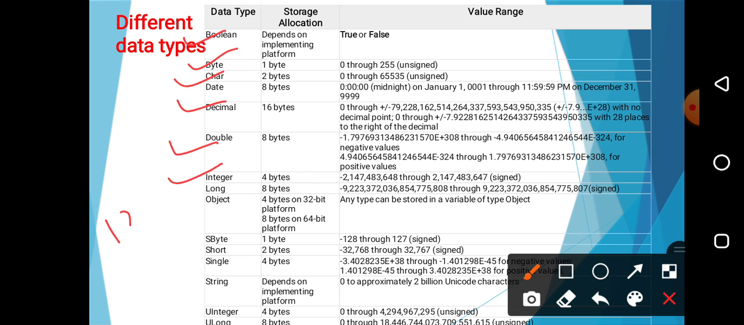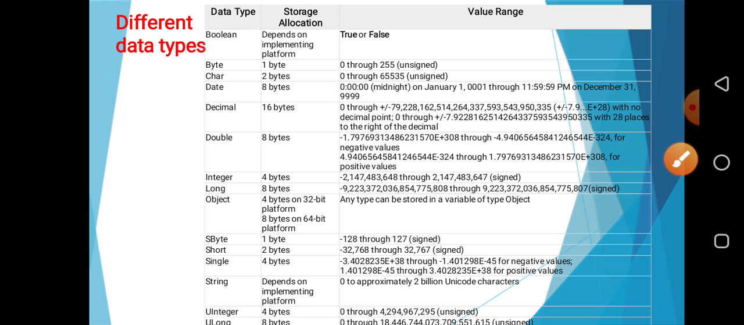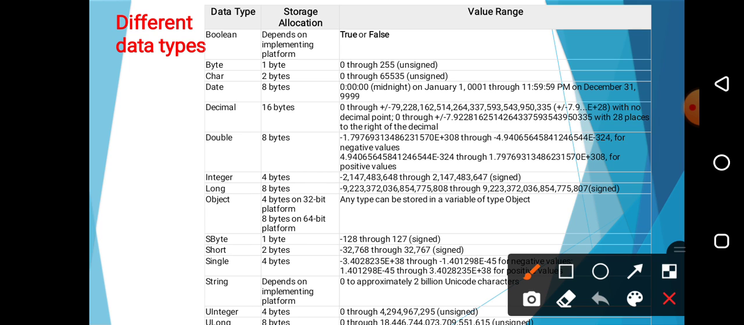Integer, as you know, suppose I want to store 12 or accept 12, I am using integer. For 12.5, I am going to use decimal, or suppose ABC, at that time I am going to use the character. Similarly, we have long as well as object and string, that is the collection of characters, UInteger, ULong, SSingle, SShort, and SByte. The range is given over here. We are going to check the practical implementation of the same in a practical session.